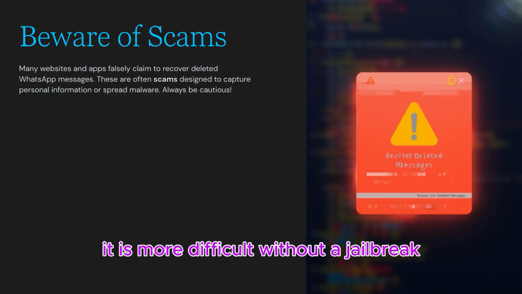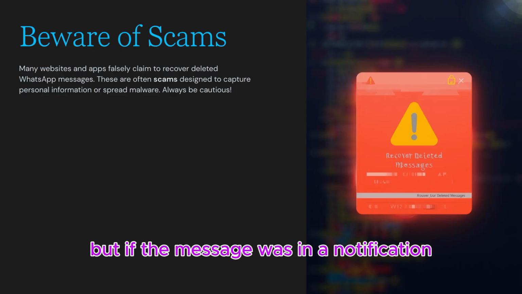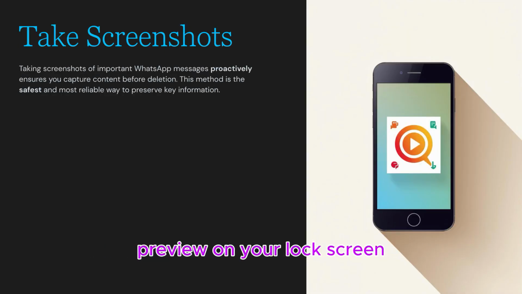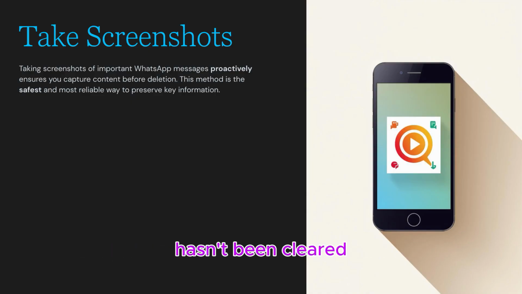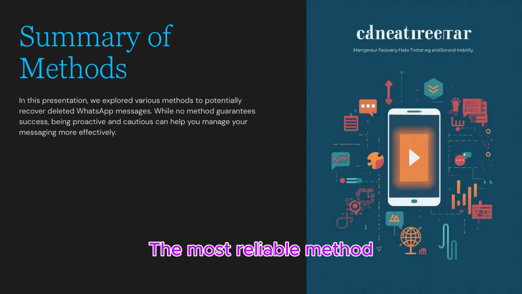On iPhones, it is more difficult without a jailbreak, but if the message was in a notification preview on your lock screen, you might see it in your iPhone's notification center by swiping down from the top if it hasn't been cleared. The most reliable method is to ask the sender directly.